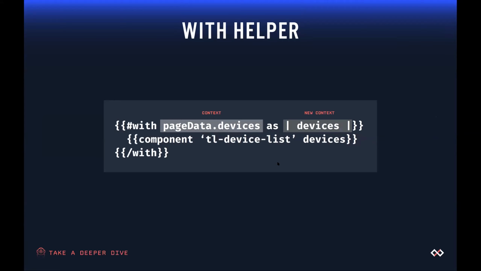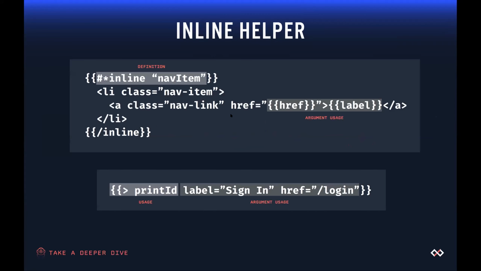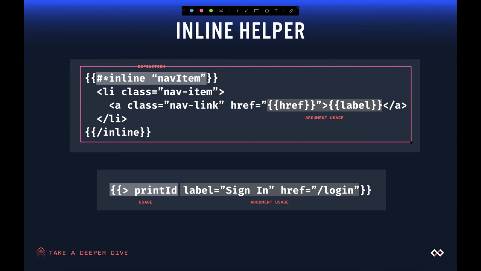Then we covered the with helper. The with helper helps you wrangle this context and make the page data devices be a little bit more readable within that block to be devices, and even expose that into your loops as you're looping over the devices. And the inline helper, as the component is that reusability across multiple pages, the inline helper offers you that reusability across the same page. The example that we used there was looping over links in a nav.